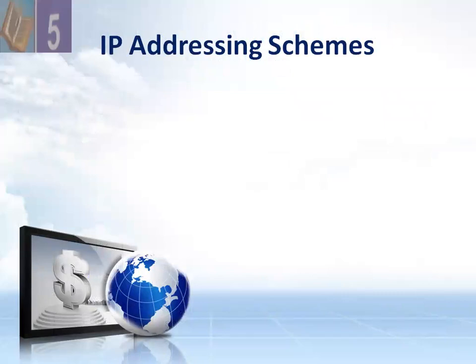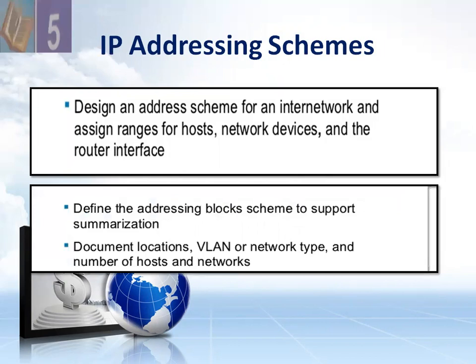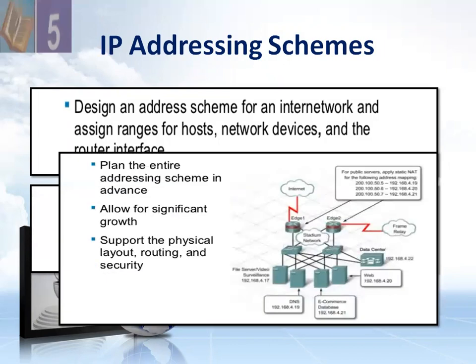Dear students, the next topic is the IP addressing scheme. IP means Internet Protocol. IP designs an address scheme for an internet network and assigns ranges for hosts, network devices, and the router information. Define the addressing block scheme to support summarization, document location, VLAN or network type, and number of hosts and networks. Plan the entire addressing scheme in advance, allow for significant growth, and support the physical layout, routing, and security.